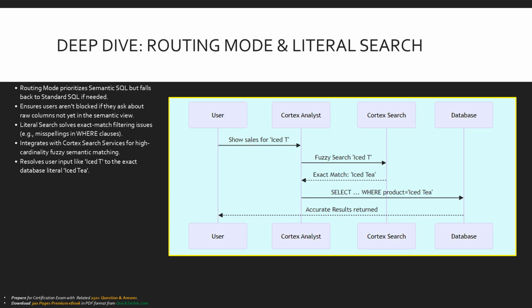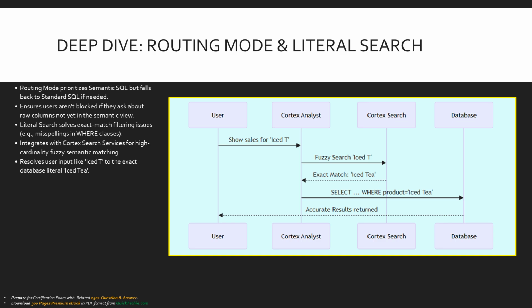Let's dive deep into two highly advanced capabilities that ensure Cortex Analyst never hits a frustrating dead end: routing mode and literal search. First, routing mode. Cortex Analyst inherently prioritizes generating semantic SQL, relying heavily on your governed semantic views for metrics. But what if a user asks for a raw column that you haven't explicitly modeled yet? Instead of failing, routing mode automatically falls back to standard SQL on the base physical tables, ensuring the user still gets an answer while you update the model.